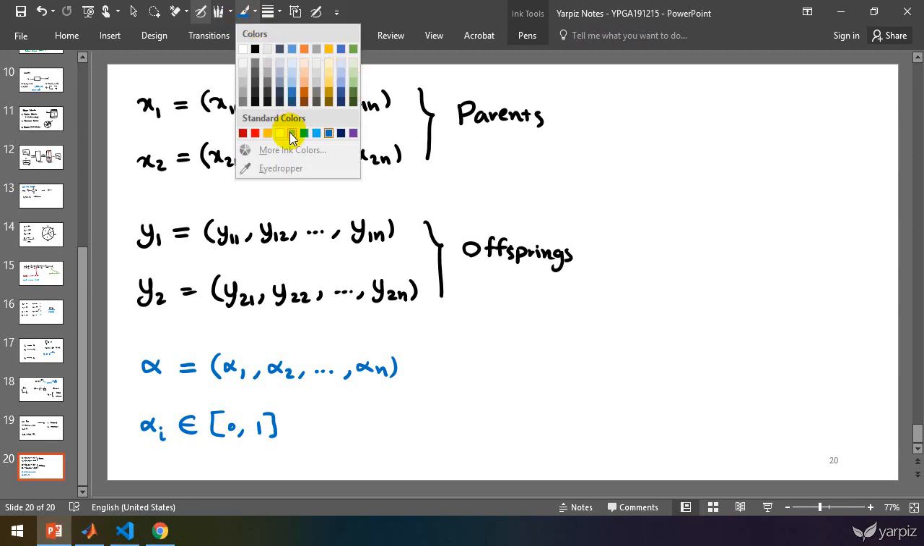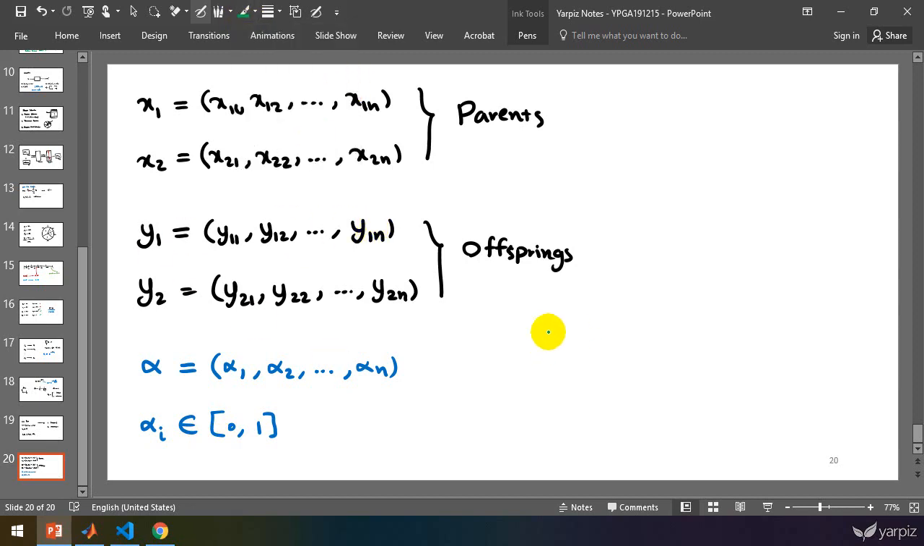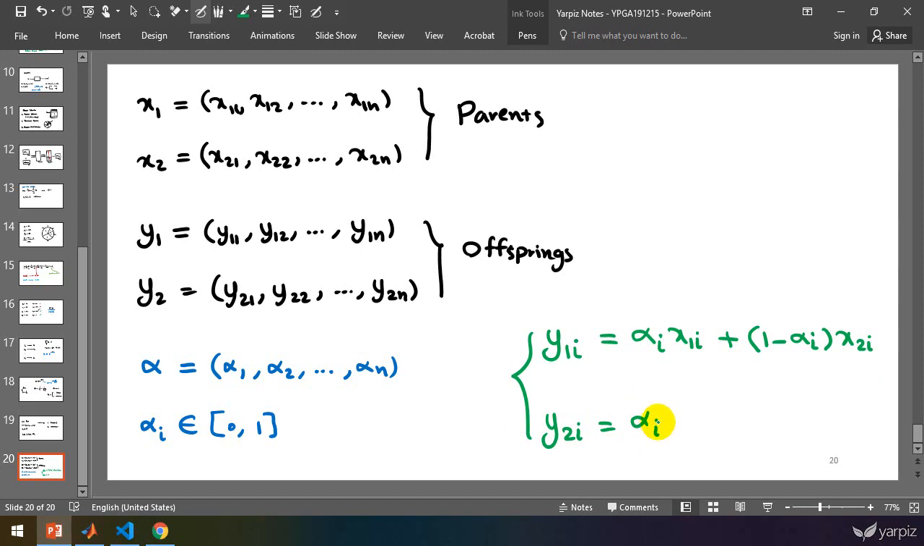And here we can define the first offspring as this: y1i will be alpha i times x1i plus 1 minus alpha i times x2i. And y2i will be alpha i times x2i plus 1 minus alpha i times x1i. It is the same as the binary uniform crossover, but here alpha is a continuous variable, and the y's and x's are also continuous variables, so the whole process is the continuous version of the uniform crossover. This is the uniform crossover in the continuous domain.